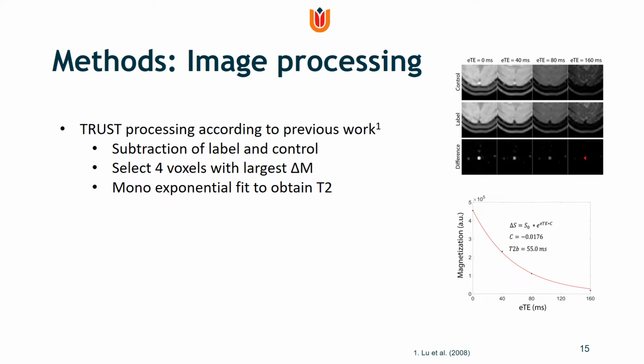TRUST processing was done according to literature, but in short, label and control images were subtracted. Then the 4 voxels with the largest delta M were used to spatially average the signal, and through these signal averages a mono-exponential fit was done to obtain blood T2.